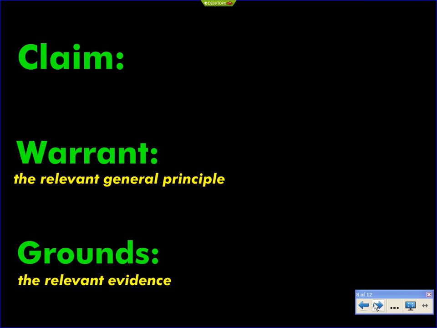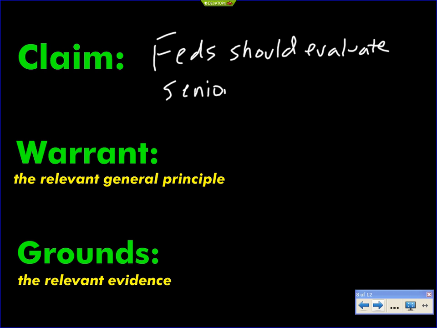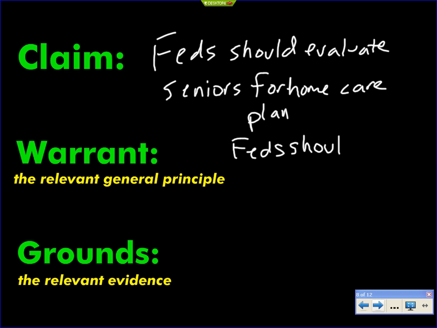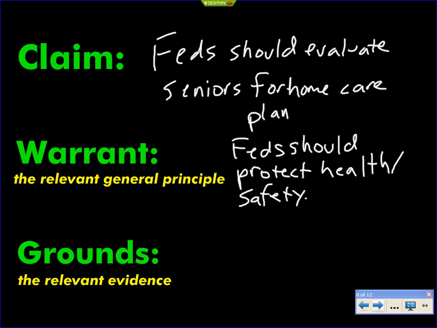Another? Okay. Caitlin, remind us of your claim. The federal government should evaluate all citizens for home health care. Right. Is it a health or safety argument? Yeah. Okay. And then blah, blah, blah. You know what the grounds would be.